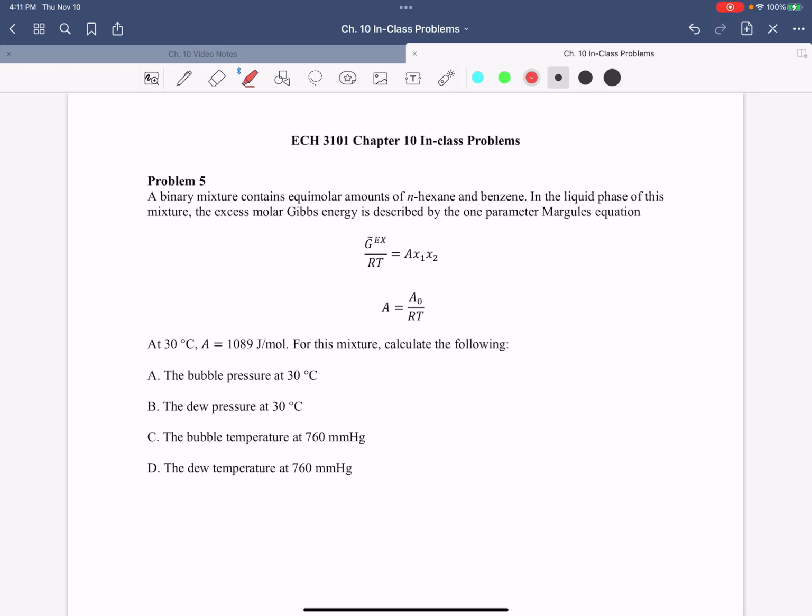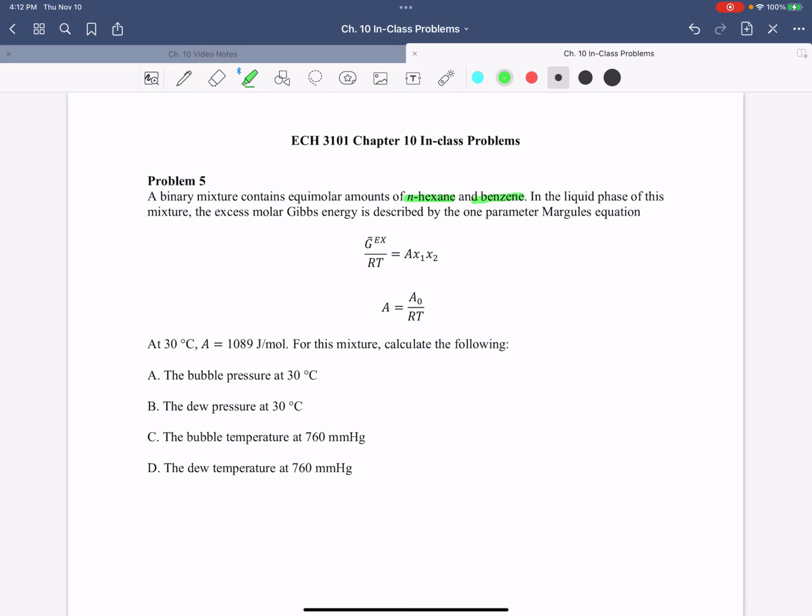In this problem statement, we're going to get some practice in incorporating non-ideal interactions and the activity coefficients into our dew point and bubble point calculations. In this problem, we're going to focus on a binary mixture that contains equal molar amounts of n-hexane and benzene. We're going to let this mixture equilibrate such that it forms a liquid phase and a vapor phase.